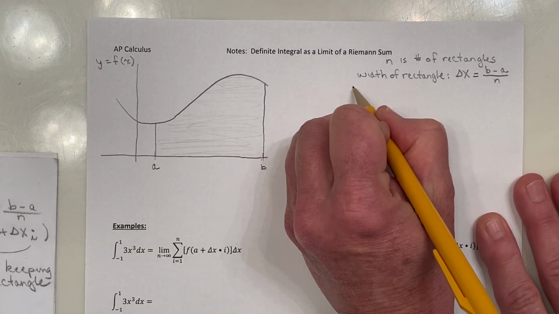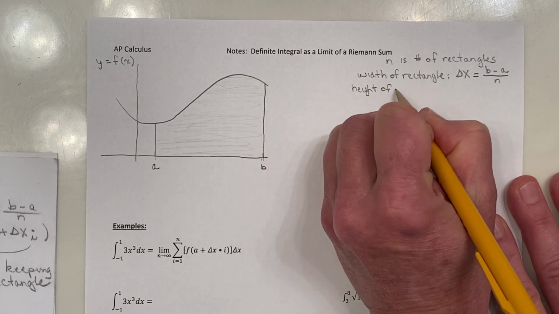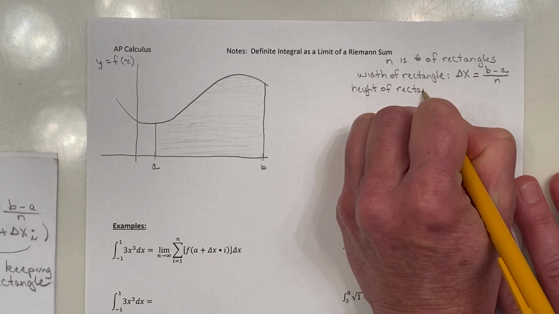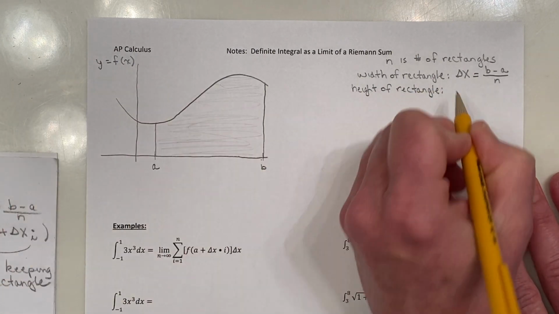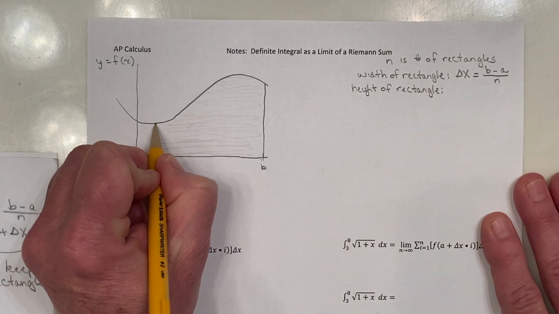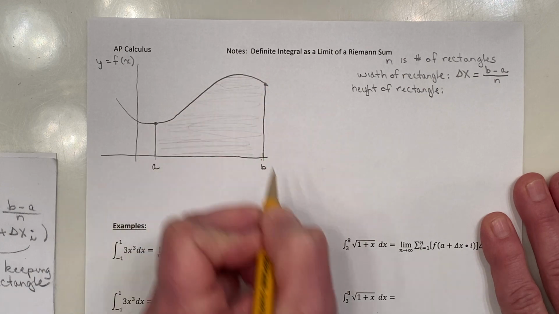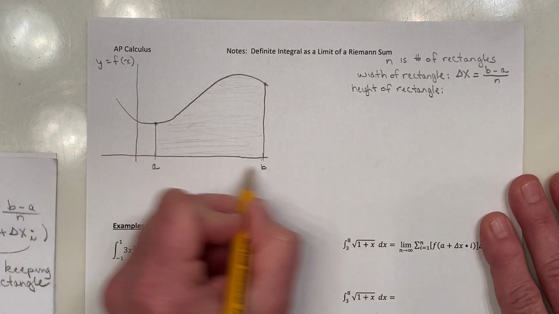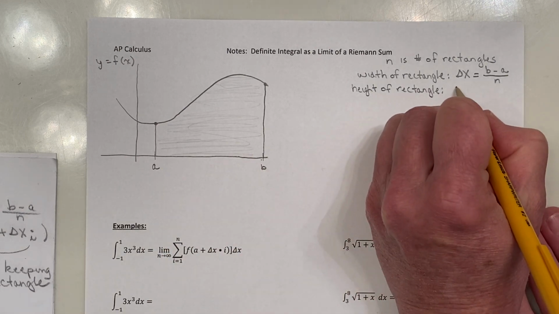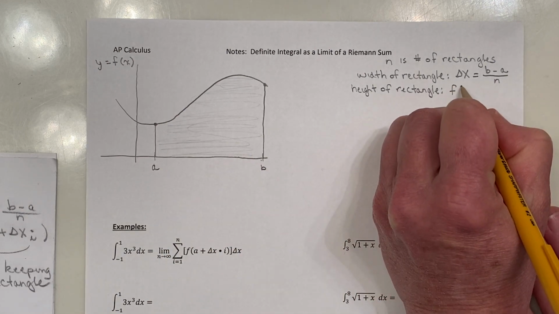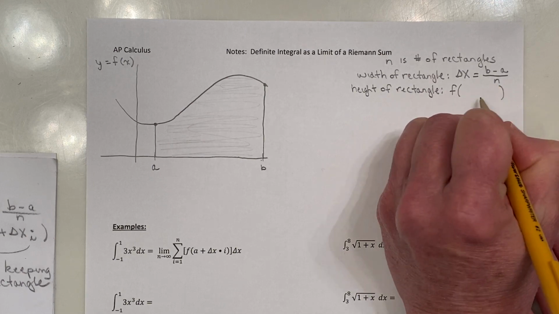Okay, now let's define the height of a rectangle. Well, we're working with f of x, so the height of this rectangle right here would be f of a, and the height of this rectangle right here would be f of b, if each of these little thin vertical bars represented a rectangle. So we're going to take the function and we're going to evaluate it at some x, and I'll come back to this in a minute.